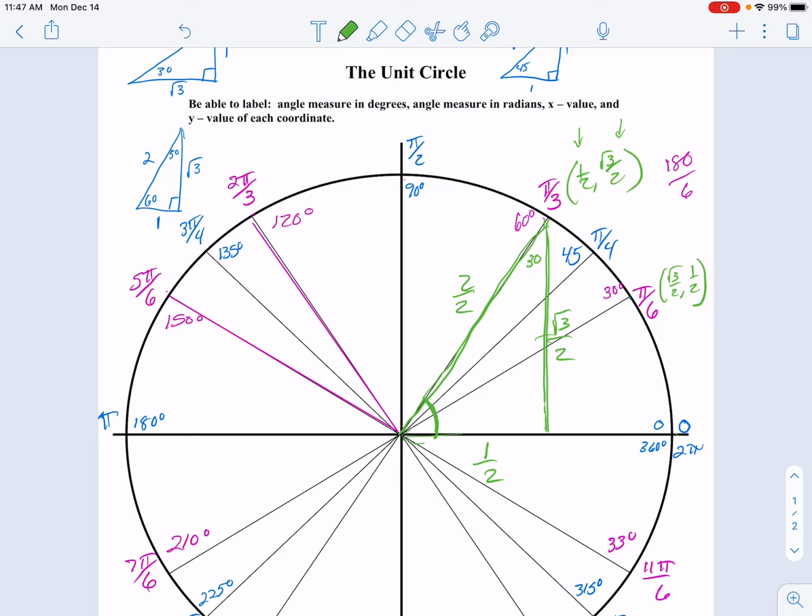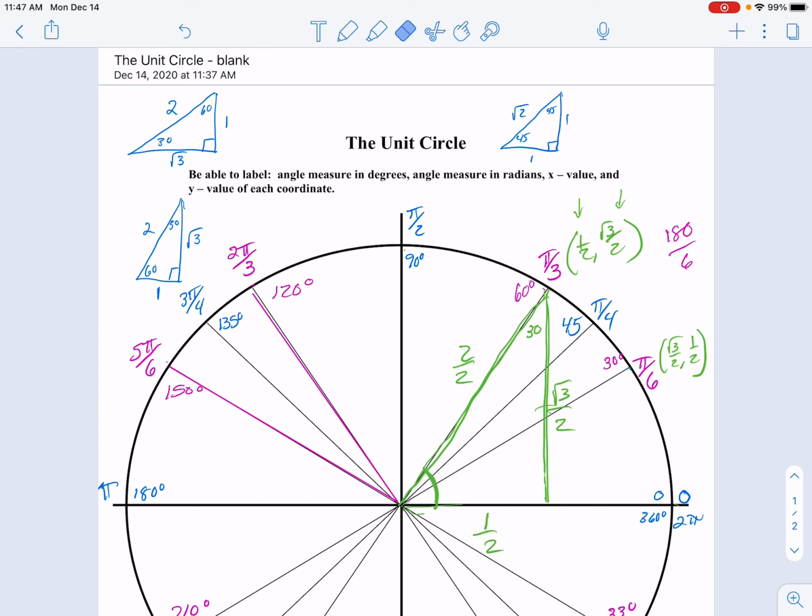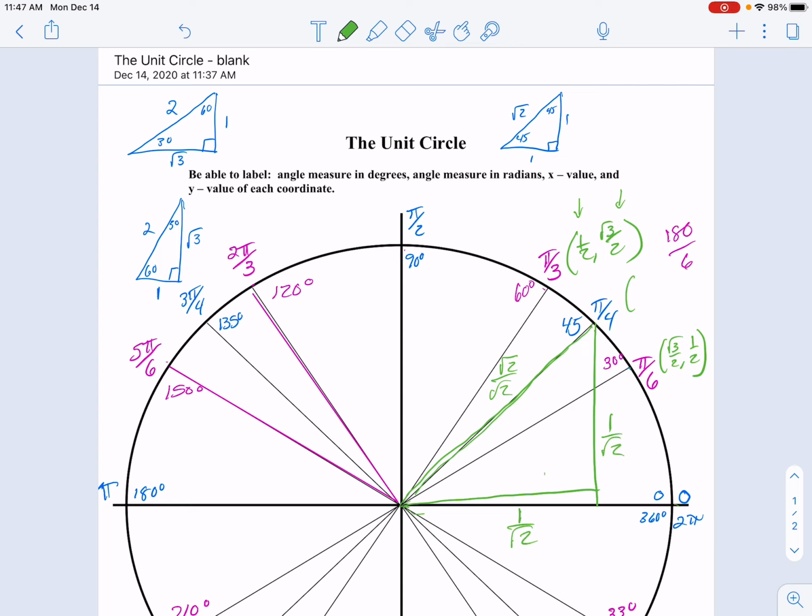All right, I can do the same thing. Sorry, let's get rid of this one. Okay, and let's do it again with my 45. So the sides are 1, 1, and root 2. Remember, this has to be 1, so I divide by root 2. So my ordered pair right here is 1 over root 2 and 1 over root 2.